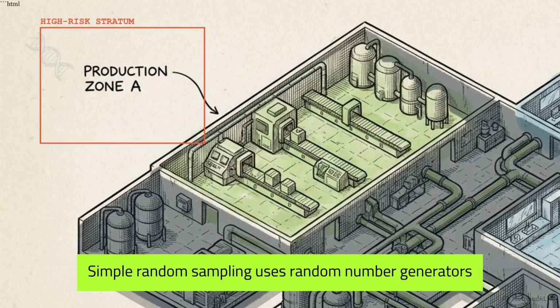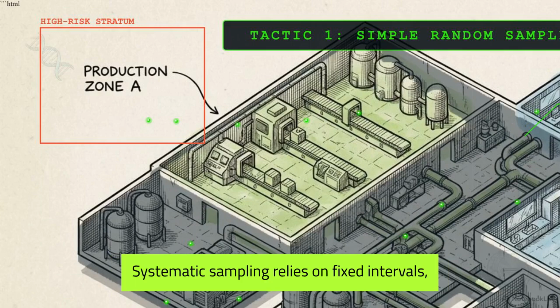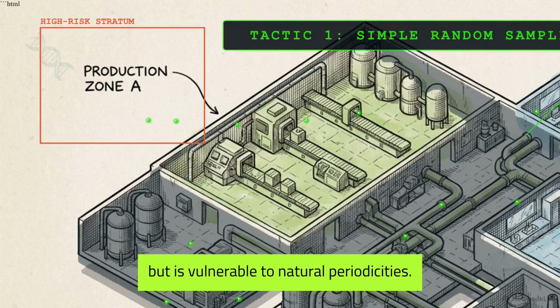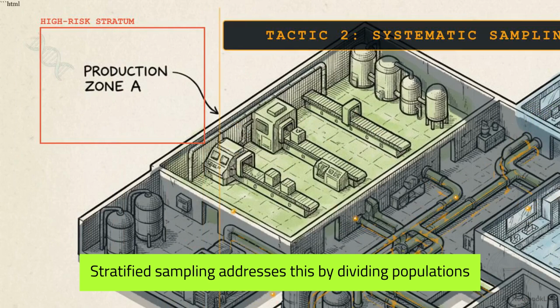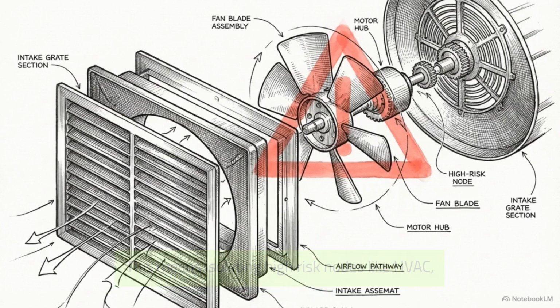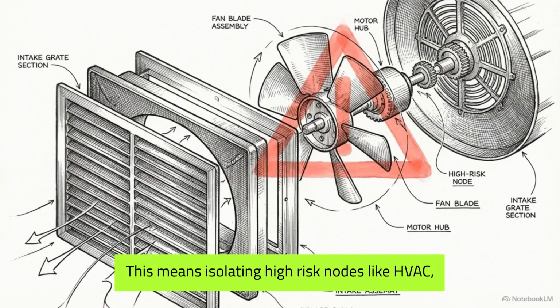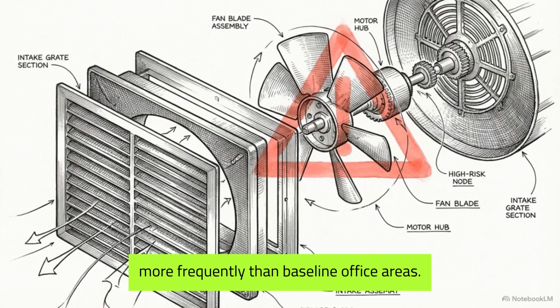Simple random sampling uses random number generators to give every location an equal selection chance. Systematic sampling relies on fixed intervals, but is vulnerable to natural periodicities. Stratified sampling addresses this by dividing populations into distinct subgroups to target specific threat releases. In a physical facility, this means isolating high-risk nodes, like HVAC air intakes or bioreactor connections, and sampling them more frequently than baseline office areas.